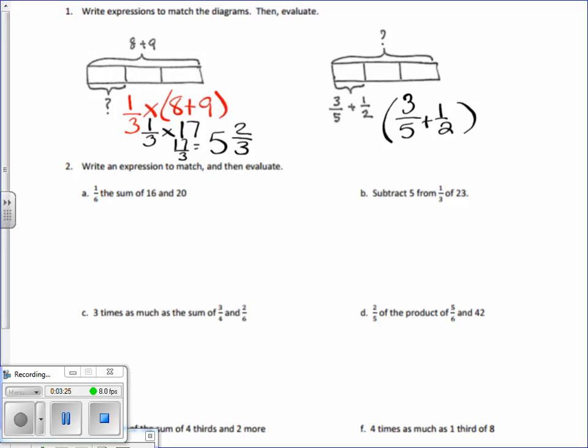So 3/5 plus 1/2 times 3, because this one is 3/5 plus 1/2, this one is 3/5 plus 1/2, and this one is 3/5 plus 1/2. So to figure out what all of them are, we have to multiply by 3 to figure out this total.